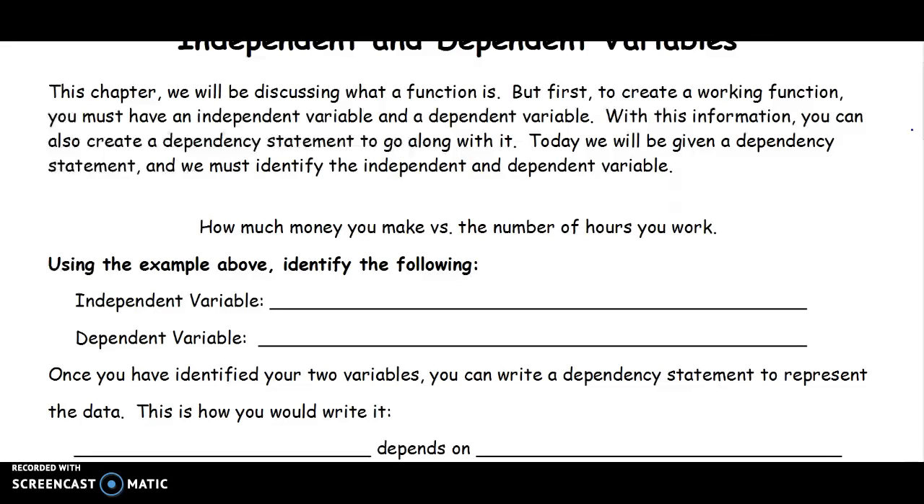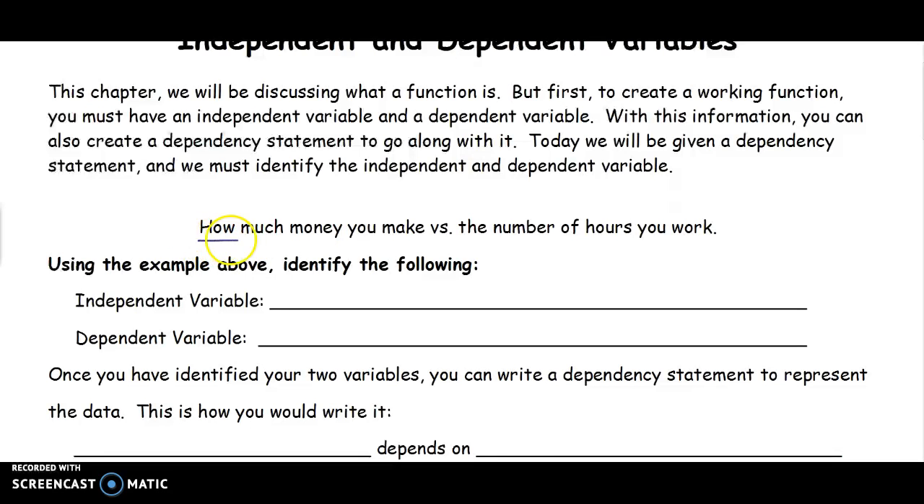Okay, so how we have to think about this is we're going to figure out what is going to change the overall amount of the other. So let's say you get your dream job at Krusty Krab. You are the burger flipper. So if you work 0 hours, your paycheck will be $0. If you work 2 hours and you make $15 an hour, your paycheck's going to be $30.